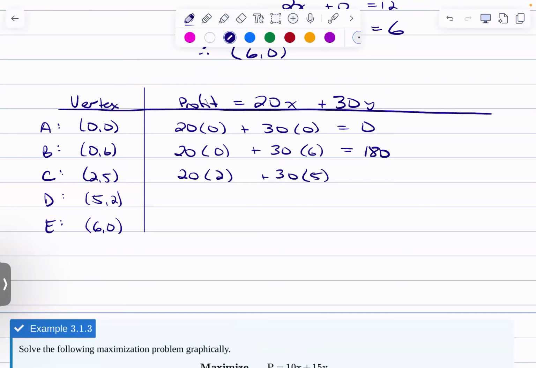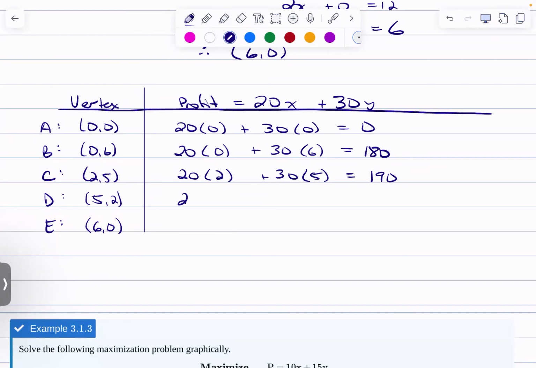Twenty times 2 plus 30 times 5. What's 30 times 5? 150 plus 40. 190. 190 is better than 180. So that's where things are looking up.